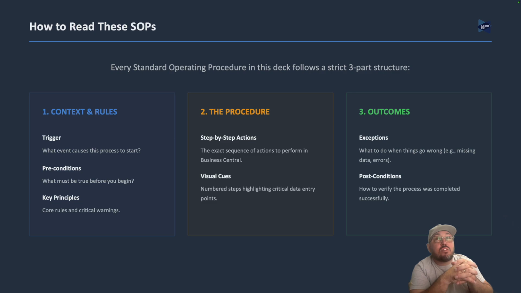Now that we understand good context, get a visual cue. We'll go through the practical for you. In the outcomes, make sure you understand the exceptions, what happens when things go wrong, and the post conditions, what happens when it goes right.